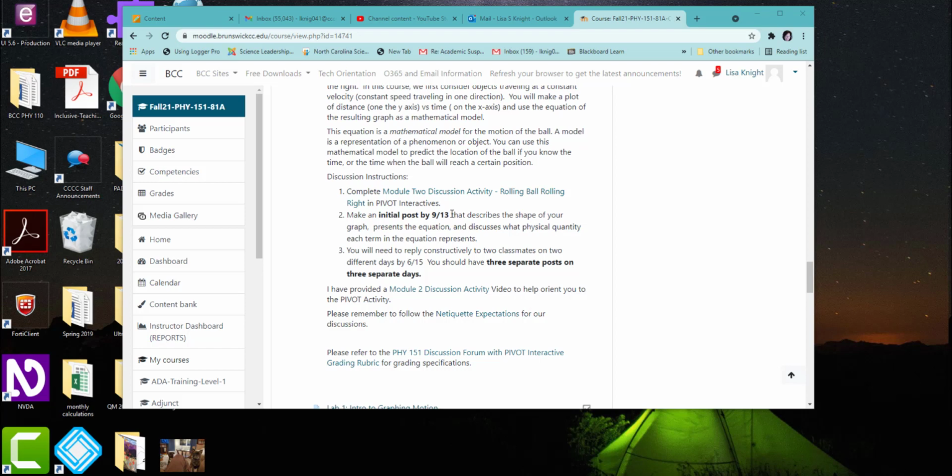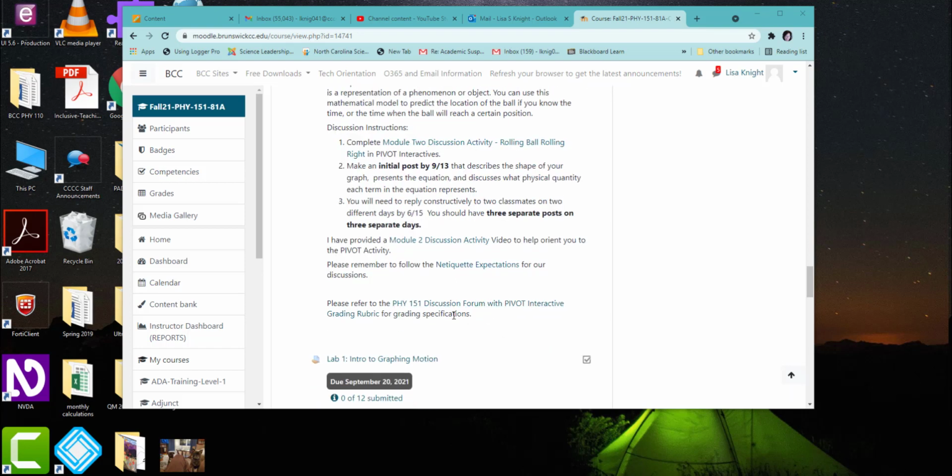Once you've completed it, you will describe the shape of your graph and present the equations of your graph and discuss the physical quantities each term in the equation represents. That initial post, once again, has to be done by 9/13. Then next week, you will reply constructively, sharing your data and comparing it to 2 classmates on 2 different days. And you should, when you have completed this assignment, have 3 separate posts on 3 separate days.